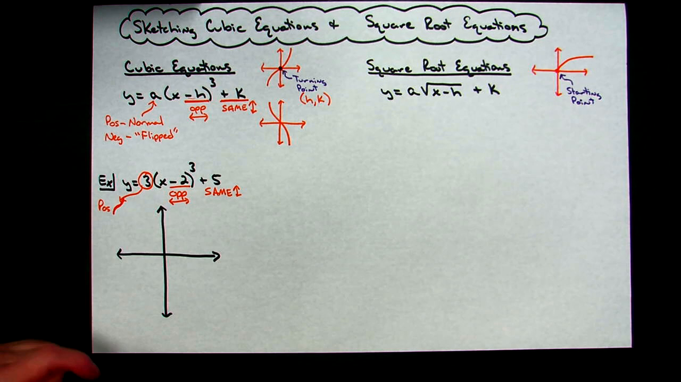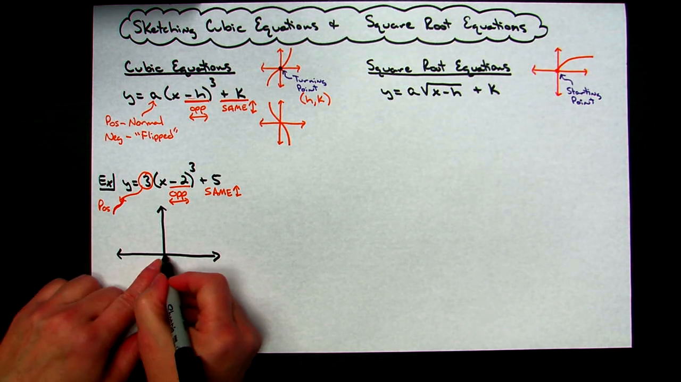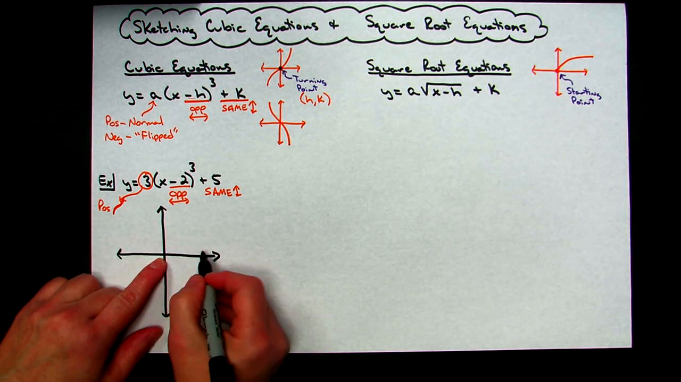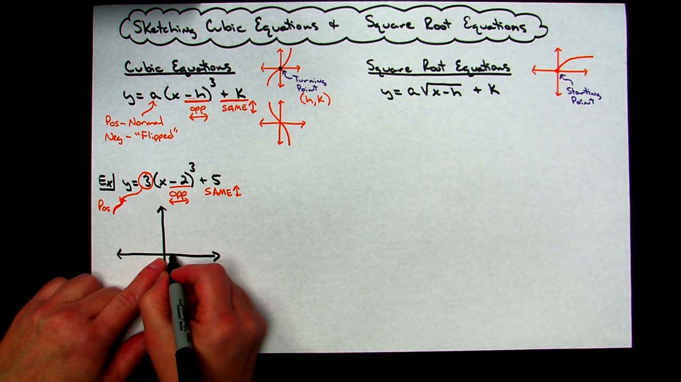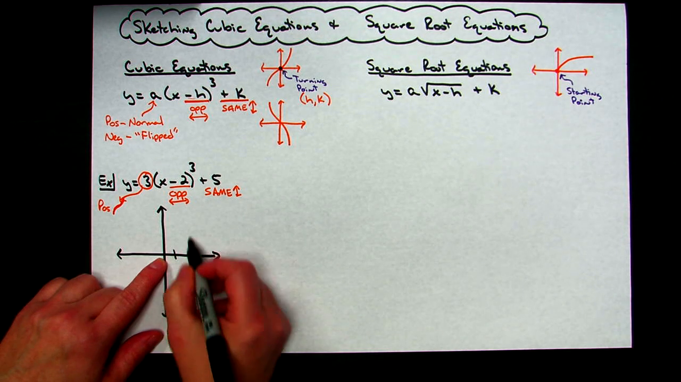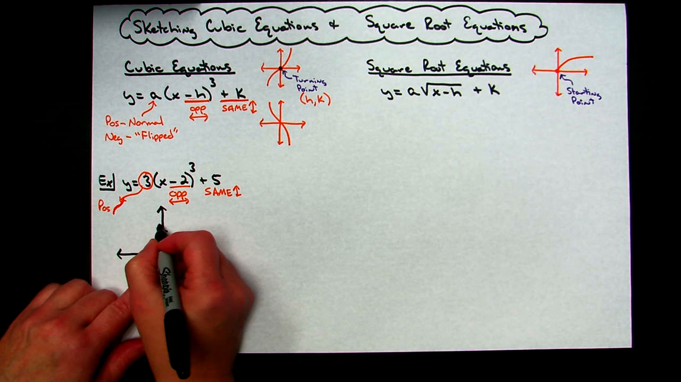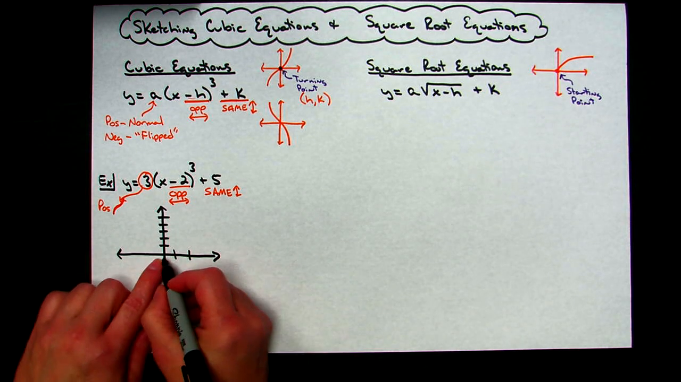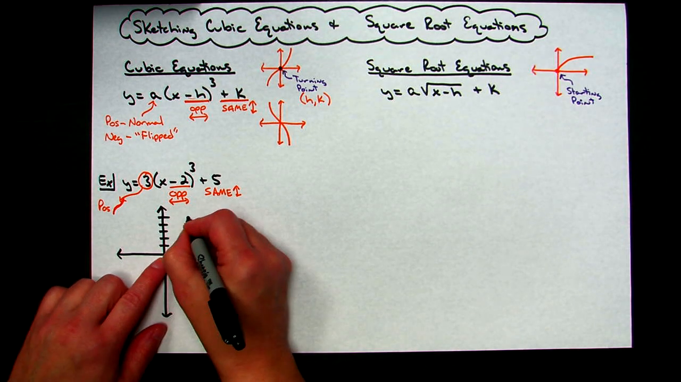Starting at the origin, I see a negative 2, so I'm going to shift 2 to the right because I do the opposite left or right. So 2 to the right, and this is a plus 5, so I'm going to shift up 5. 1, 2, 3, 4, 5. So I've shifted 2 to the right and up 5. That right there is the turning point.